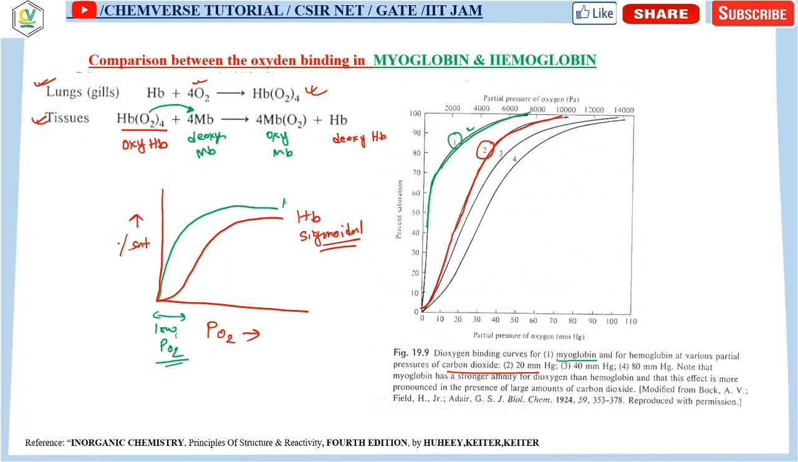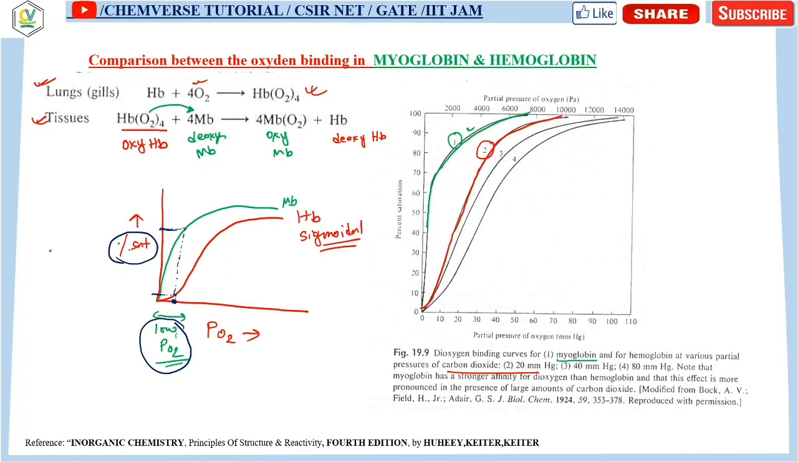So in this case, you consider any one point. Suppose I am considering this point in the low partial pressure of oxygen. Over here, the percent saturation of hemoglobin is nothing but this level. But on the contrary, the percent saturation of myoglobin is this one. So when there is a low partial oxygen pressure, you can see that hemoglobin has very low percent saturation. That means the affinity to bind with oxygen is very low for hemoglobin.